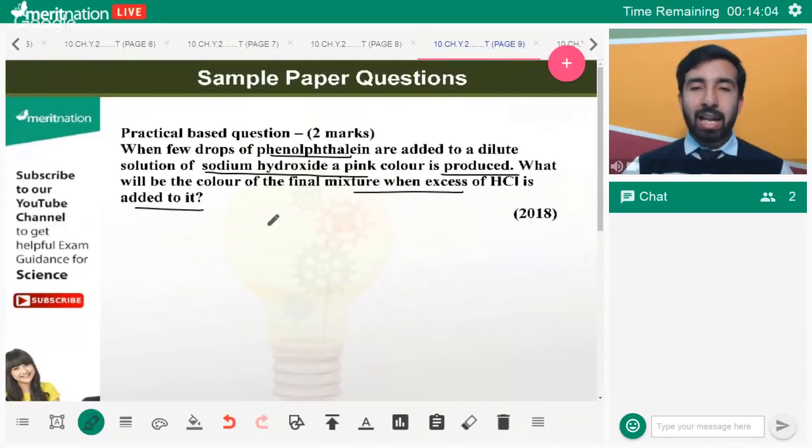Exactly, it would be colorless, because we all know that phenolphthalein, when it comes in contact with acid, when it is put into an acidic solution, is colorless. Fine, that's really great.